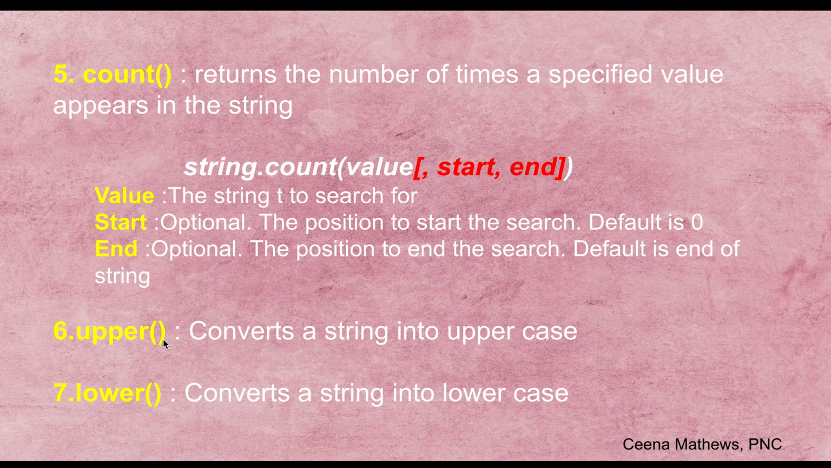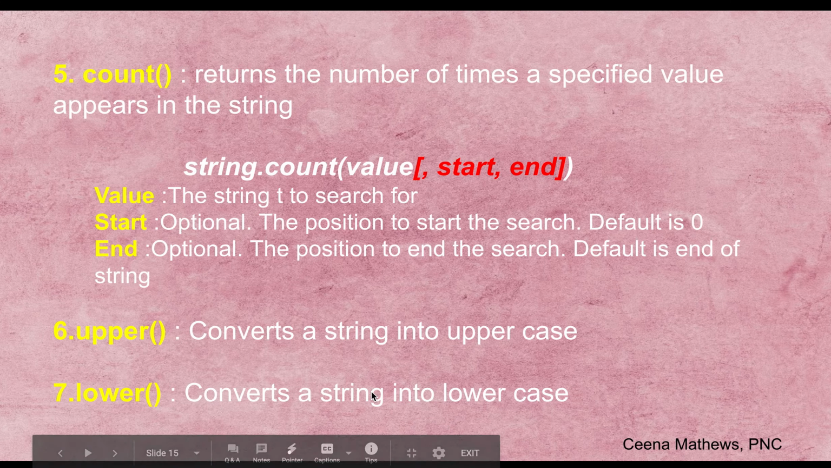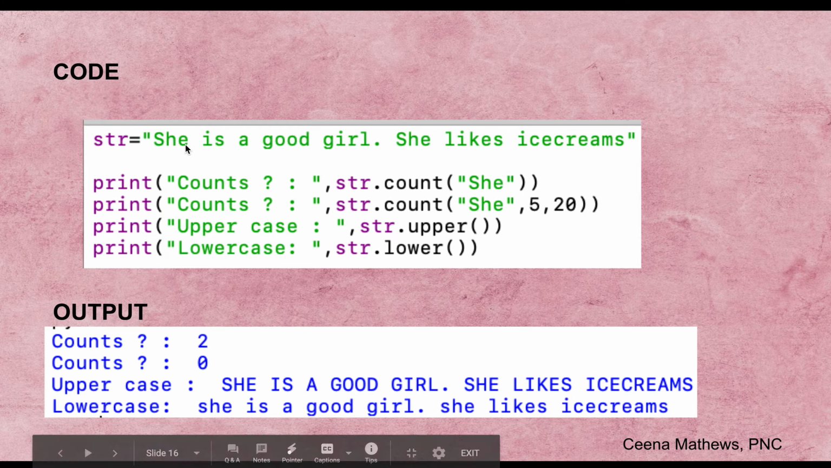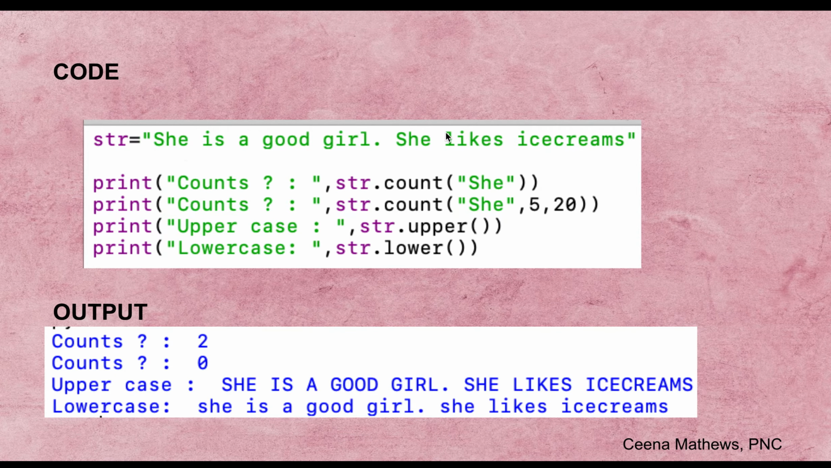Okay, and next method is upper, which converts a string to uppercase, and lower, which converts a string to lowercase. We'll see examples for these 3 methods in the next slide. The string given here is she is a good girl, she likes ice creams. And the count method here gives the value she. So it searches for the string she in this given string and gives the number of times this occurs. She occurs in the given string. Okay, so that is 2. It appears twice in the given string, so it displays the output as 2.